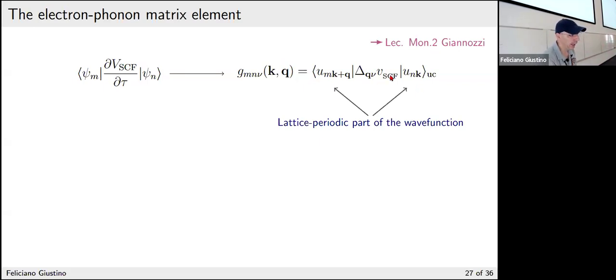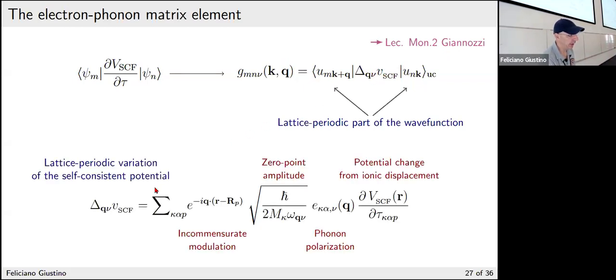So just to show you how complicated this object in the middle is, I want to give you the full expression. Going from right to left, this is basically the change of the potential, the self-consistent potential, when you move a single atom. This derivative actually needs to be converted into a change associated with a collective phonon displacement. This is done by multiplying with the phonon polarization. These are the phonon eigenmodes. Basically, it tells me how each atom is going to move, and then by the chain rule, I know what is the total change in this potential.